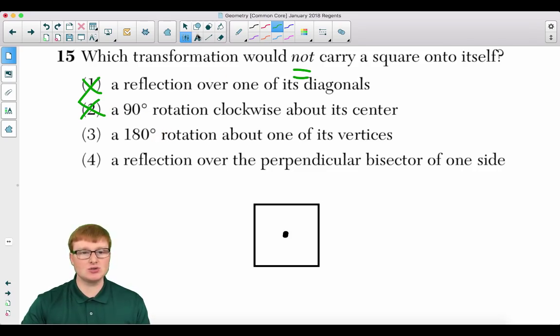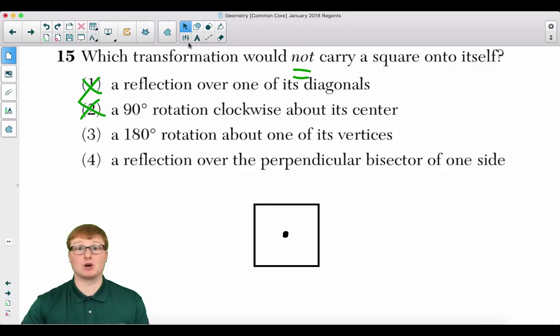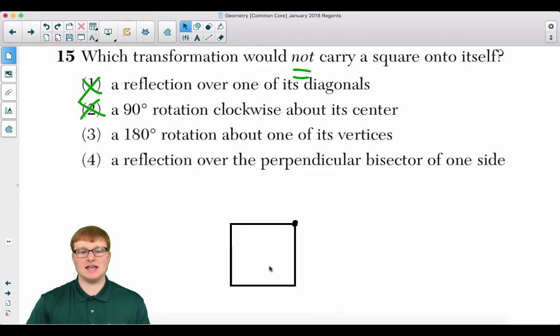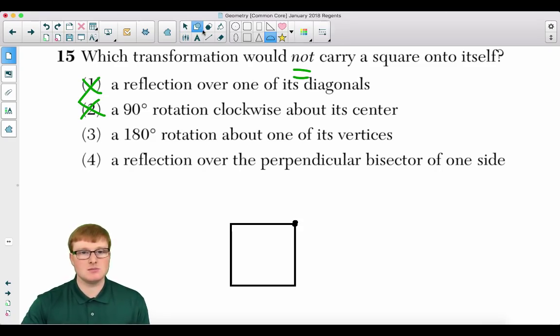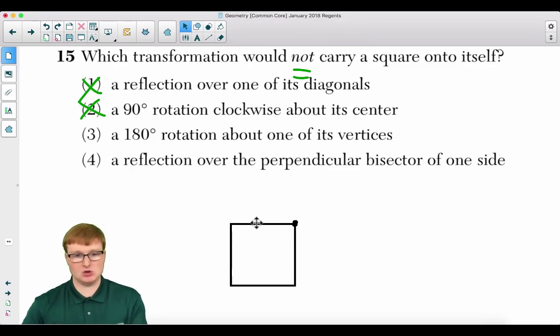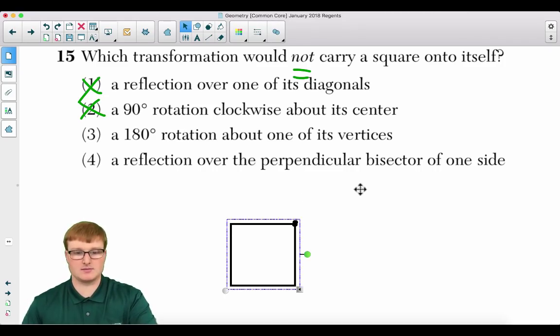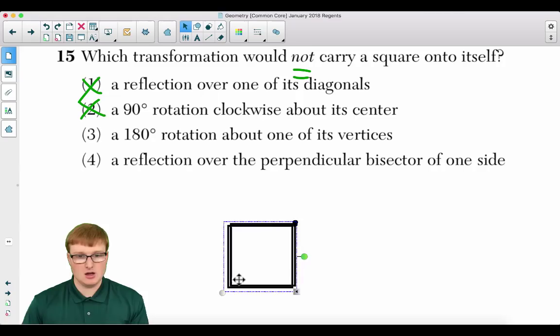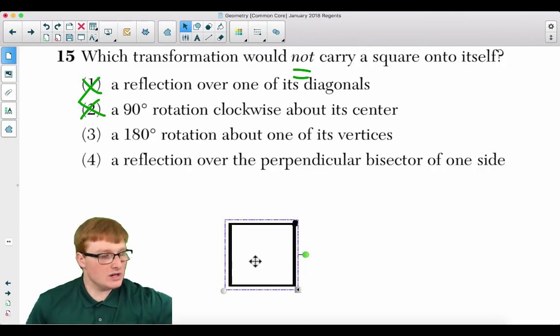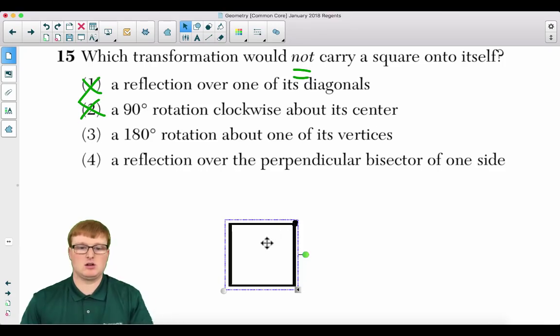Choice 3: a 180-degree rotation about one of its vertices. Okay. So we're taking this little center point and we're moving it to one of its vertices like that. So what happens when you rotate it about one of its vertices? Well, unfortunately, I just don't have the tools with my mouse to show you how it goes, but I'm going to try my very best to show you somewhat of a representation of what's going on here. So let me just copy the square real quick. And here we go. So we're given this, okay? We are trying to rotate this square around one of its vertices.